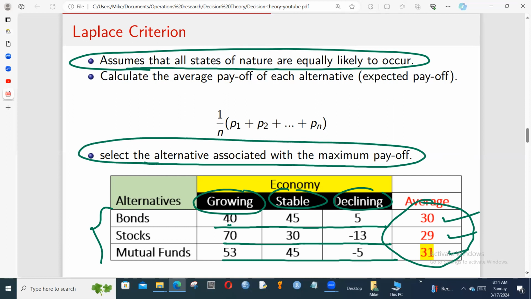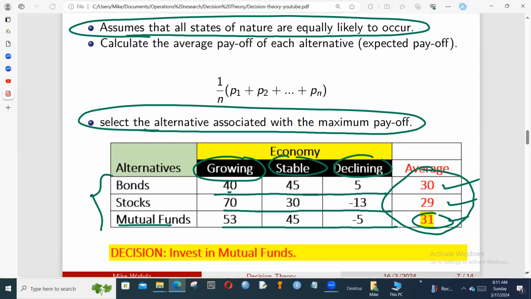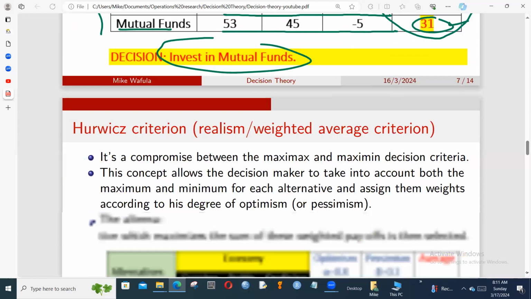You can see here the one associated with the maximum payoff is this one of mutual funds, which is giving us 31 as the highest average. And so based on Laplace criterion, one would now seek to invest in mutual funds because it has given us the maximum payoffs on average compared to the rest of the decision alternatives.